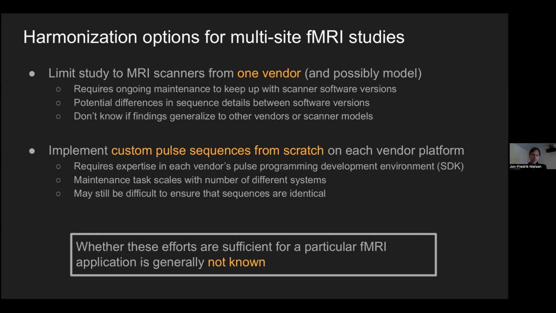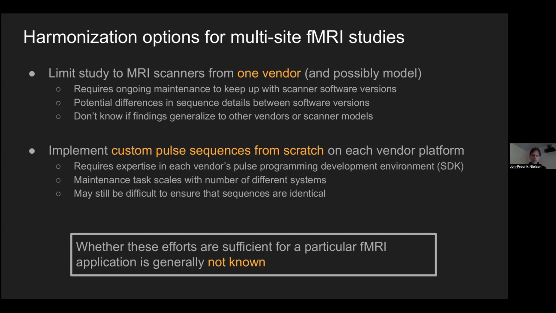So depending on what level of harmonization you're willing to invest time in, either just optimizing the high-level parameters like the matrix size and so forth, or if you're willing to actually go in and ensure that sequence details are the same, things like what fat suppression technique to use and slice profile and other things.